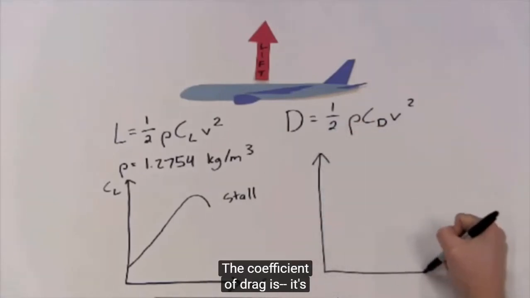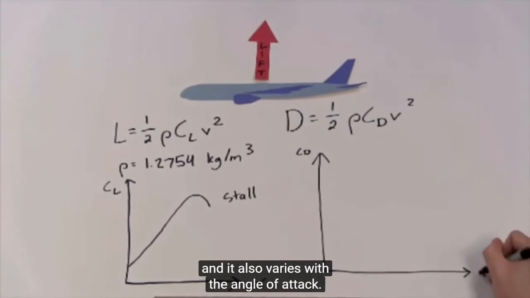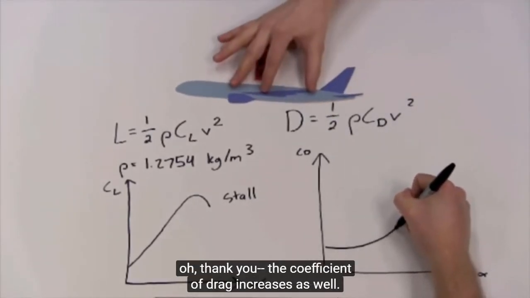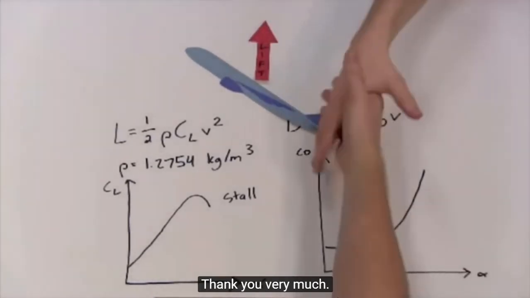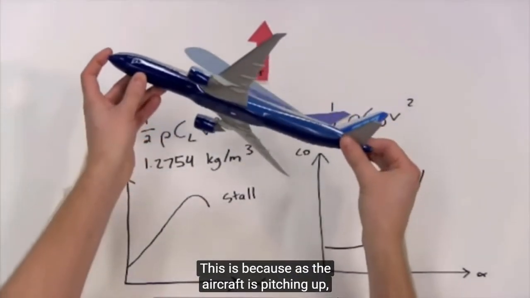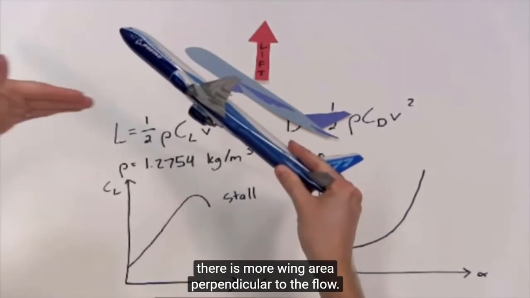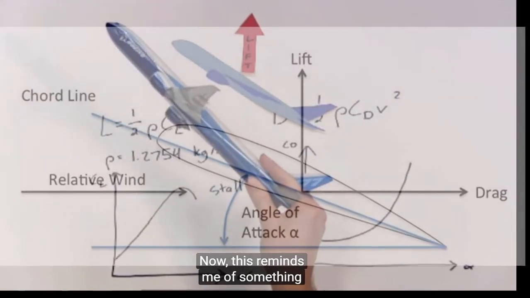The coefficient of drag is another number that tells us something about the wings, and it also varies with the angle of attack. So as the angle of attack increases, thank you, the coefficient of drag increases as well. This is because as the aircraft is pitching up, there is more wing area perpendicular to the flow.